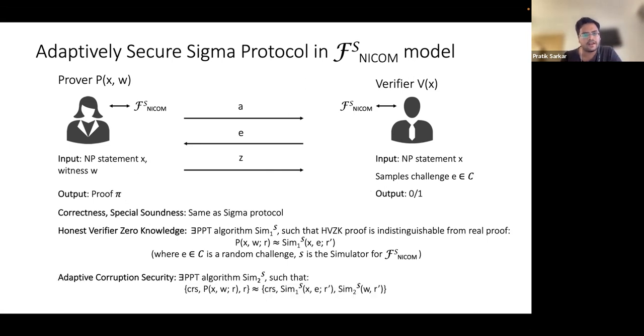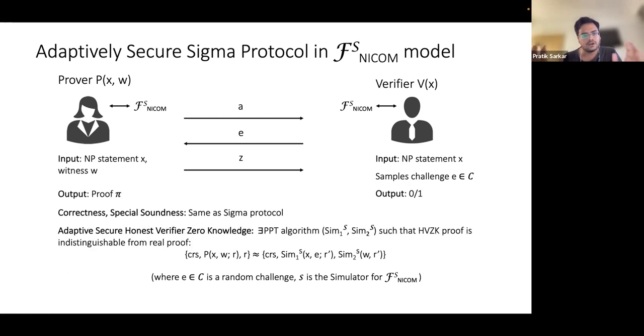And we also require adaptive corruption security. That is, suppose the prover gets corrupted after the protocol execution, then there exists a simulator algorithm, sim2, which upon obtaining the witness and the randomness of the first simulator can come up with a randomness which is consistent with the simulated proof and the witness. So to summarize, this is the type of security that we need, adaptive secure HVZK. And this is the adaptively secure Sigma protocol in the FNICOM model.